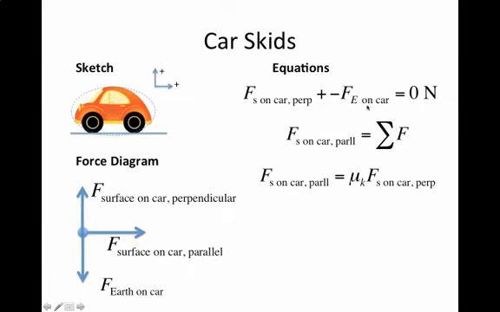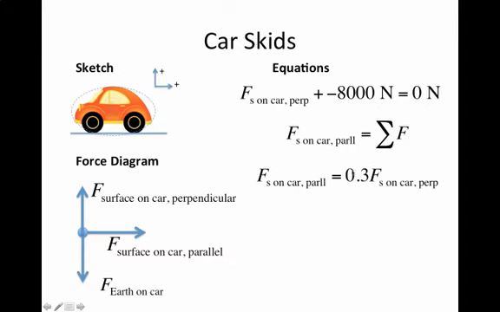Now, we actually know the value of this. It is 8,000 newtons, and we know that this is 0.3. And so now notice that we've got two different unknowns, and we've got ourselves three equations. So we should be able to solve for our sum of the forces. Okay, actually we have three unknowns. This is unknown, this is unknown, and this is unknown. And we have three equations. We should be able to solve for the sum of the forces.